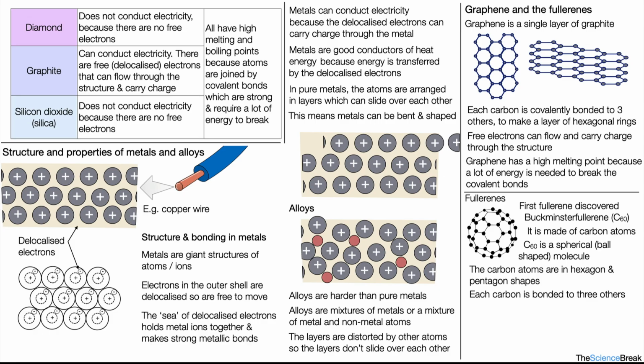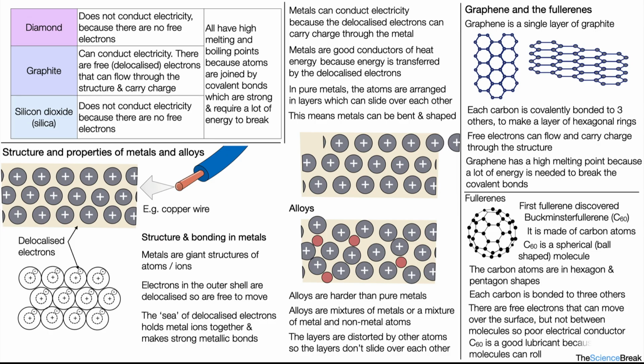Each carbon atom is bonded to 3 others. There are free electrons that can move over the surface, but not between the molecules, so C60, buckminsterfullerene, is a poor electrical conductor. However, one feature that it has is that it's a good lubricant because the molecules can roll.